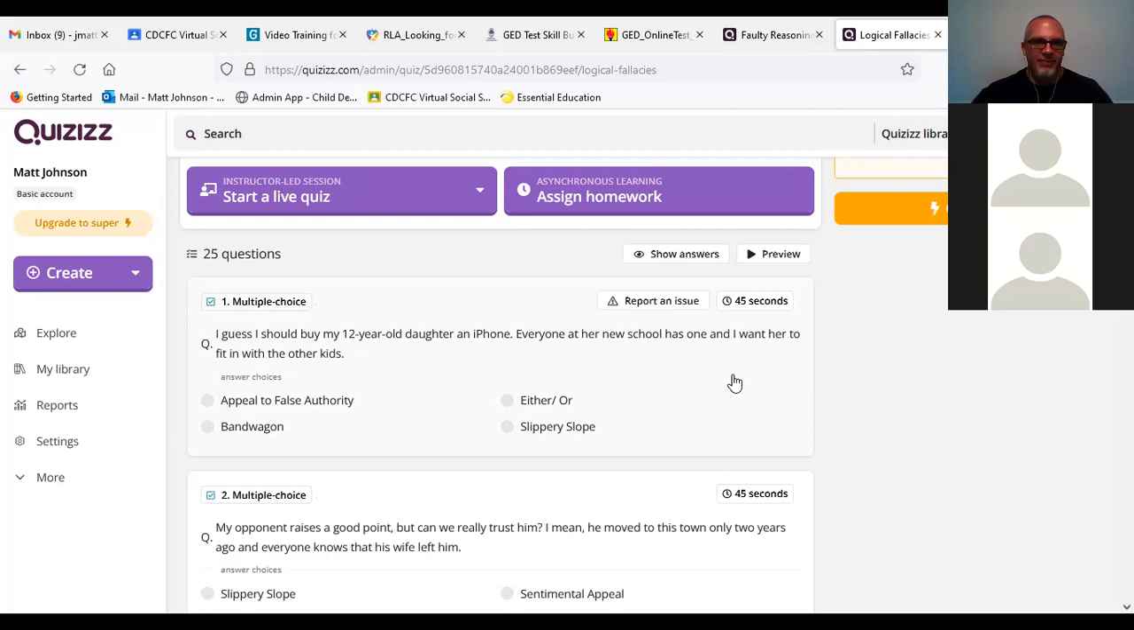I guess I should buy my 12-year-old daughter an iPhone. Everyone at her new school has one, and I want her to fit in with the other kids. A. Appeal to force authority. B. Bandwagon. C. Either or. And D. Slippery slope.